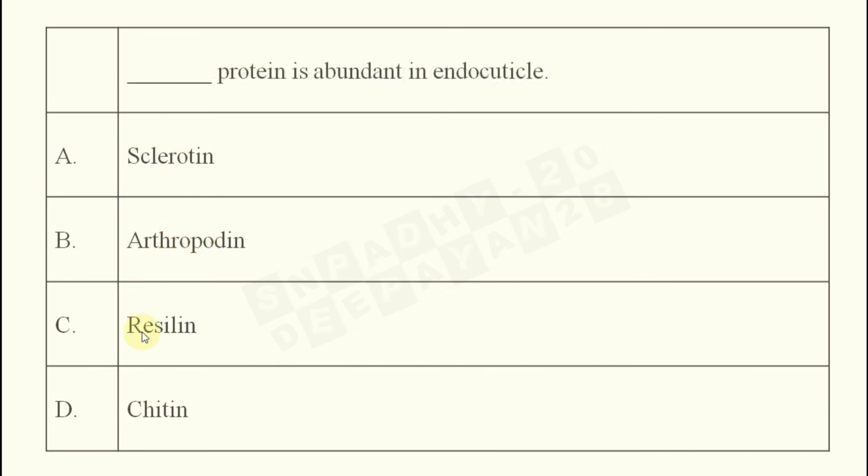Then you see one more option is there, that is resilin. Okay, resilin is present in which area? In the membranous joints like your ligaments. Okay, wing aperture or leg aperture, antenna aperture. There your resilin will be present.